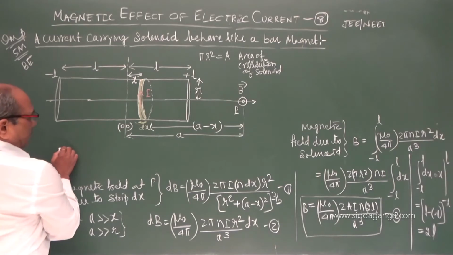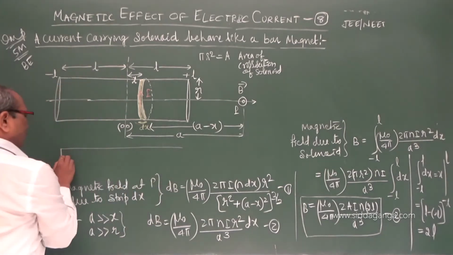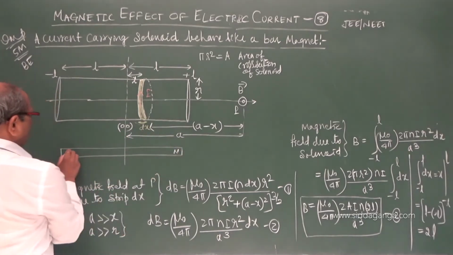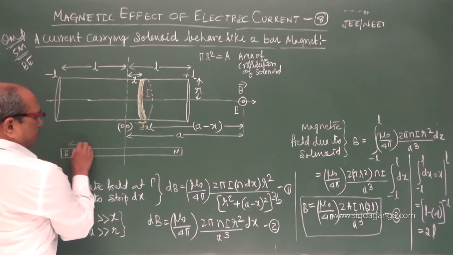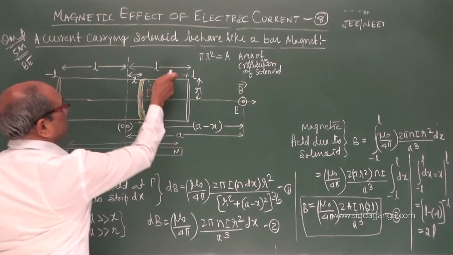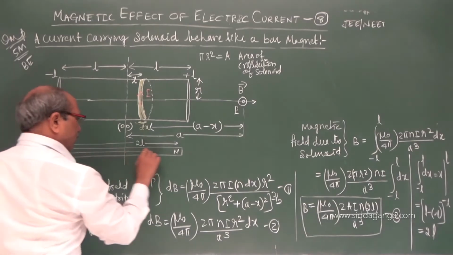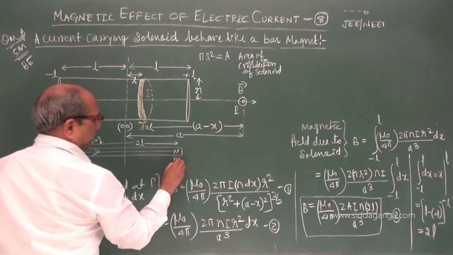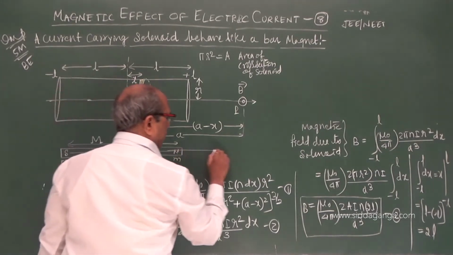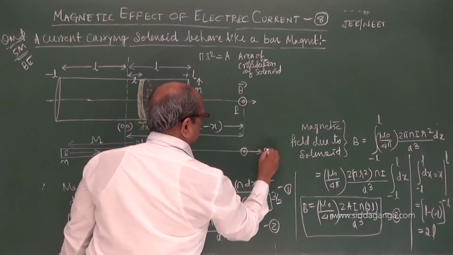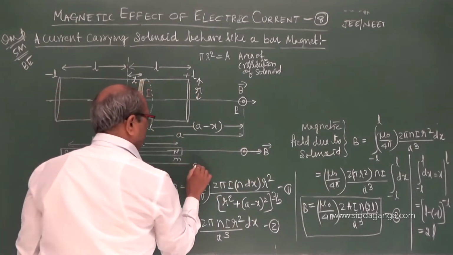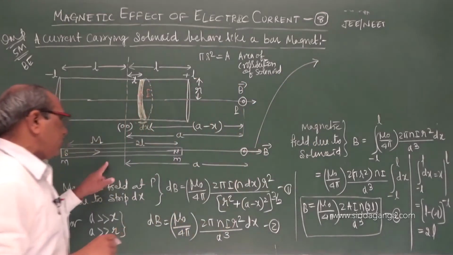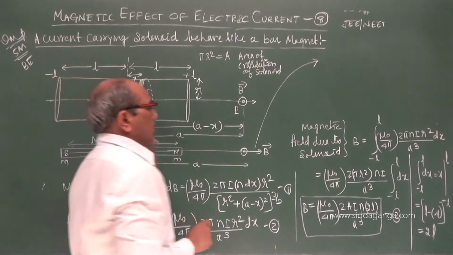Instead of that, imagine similarly there is a bar magnet at the center, north pole and south pole, having the length 2L, here also it is 2L, and having the magnetic moment M, pole strength m, distance is a. What is the expression you have for this bar magnet of similar nature?